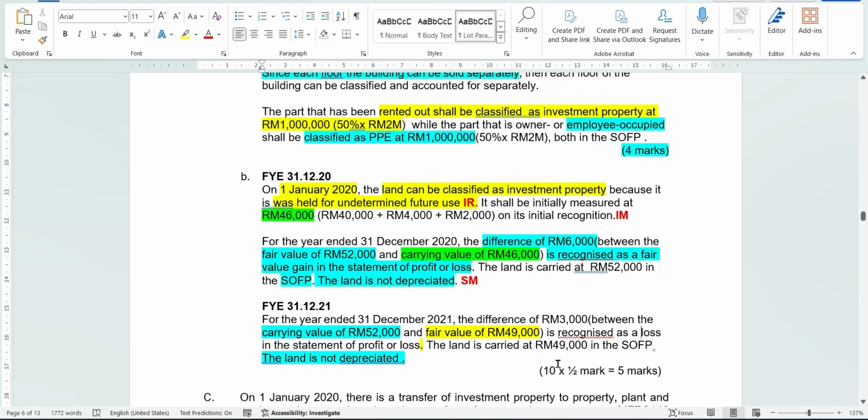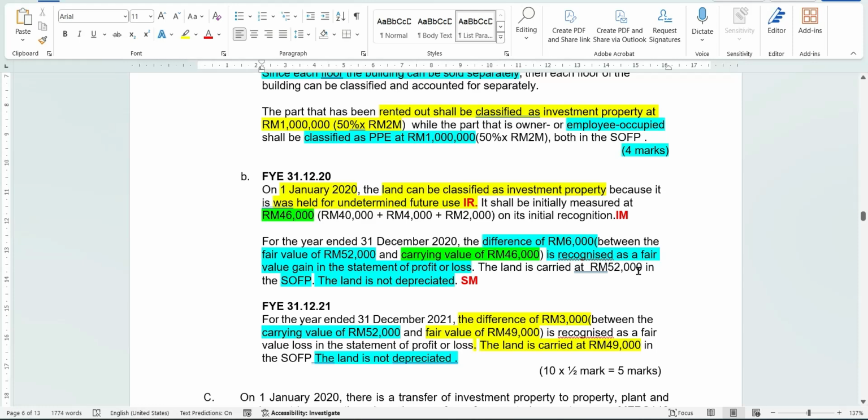This is a difference of 3,000. The difference of 3,000 will be recognized as a fair value loss in the statement of profit or loss. And again, you will repeat that the land is not depreciated and the land is carried at 49,000, which refers to the second fair value, fair value 2, as at 31st of December 2021.